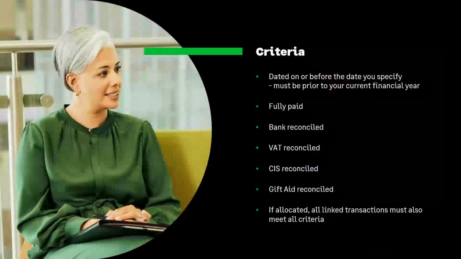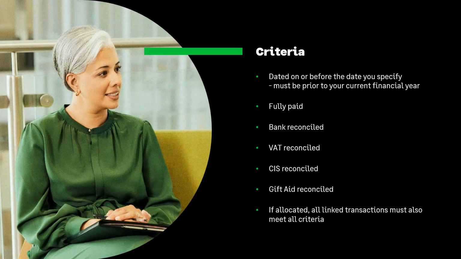Now, I mentioned it's an option, and as part of that option, when you run the Clear Audit Trail wizard, it will ask you what date you want to clear up to. So that forms part of the criteria that transactions must meet for you to be able to delete them. The transaction must be dated, first of all, on or prior to the date that you specify. Now, the date you specify must be prior to the start of your current financial year. It will not let you enter a date within or even beyond the end of your financial year.